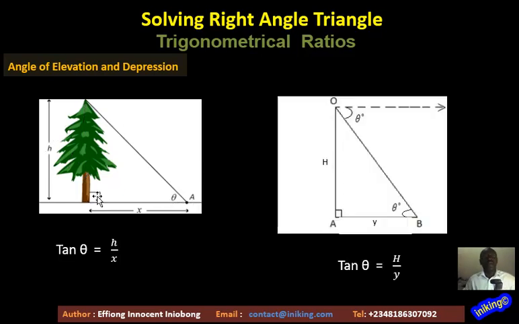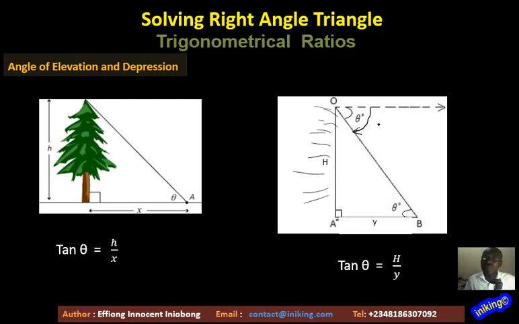Move further. What about if the case has to be that of depression? Angle of depression. Here we have the angle of depression of B from O. You are at O, you want to look at B. So you have to depress through this angle. Doing this, we have a right angle triangle there, as you can see. Let's say this is our cliff or some building. So that's the height of the building. That's the distance of the object that we are sighting from the foot of the building, say Y. And we have a right angle triangle.